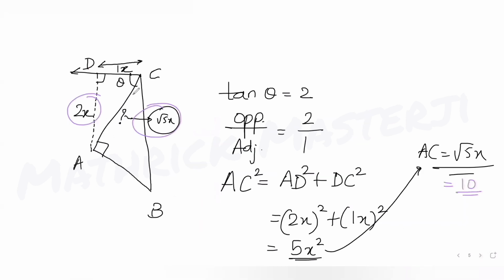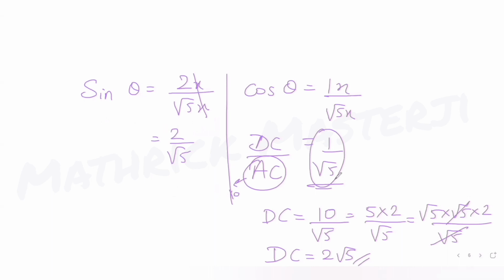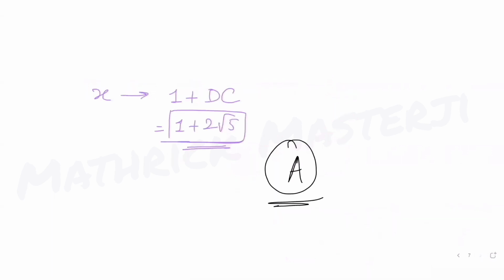Then I applied the idea of alternate angles so that this also becomes theta. From tan theta equals 2, I find sin theta and cos theta. Once I get sin theta and cos theta with the hypotenuse, I know DC over AC in cos theta is also 1 over root 5. So once I know AC already as 10, I find DC, that comes out to become 2 root 5. Now once I know DC is 2 root 5, I just find the x coordinate of the third vertex. That is 1 plus DC, which is 1 plus 2 root 5. That matches with option A. So A becomes the correct answer for the question given to us.